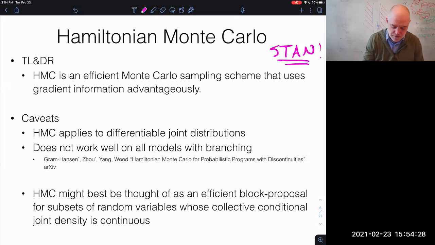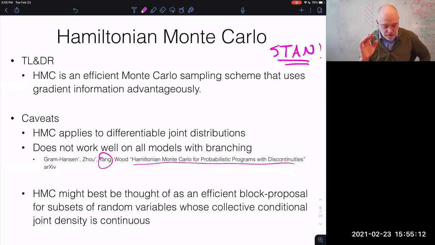The joint density is assumed to be differentiable with respect to all of its latent variables, which we will see much later in the course is not something that you can always assume. Certainly already in the assignments that you have seen, that's not true, for instance, for the HMM assignments. So HMC applies to differentiable joint distributions with respect to their latent variables. It does not work well on all models with branching. So there's been some pretty heavy lifting work done on this. I credit this guy largely for figuring stuff out, but he let me be last author. That's totally cool. So if you're interested in how to work on Hamiltonian Monte Carlo in probabilistic programs with discontinuities, you can think, how do you do Bayesian deep learning in neural networks with ReLUs, for instance?